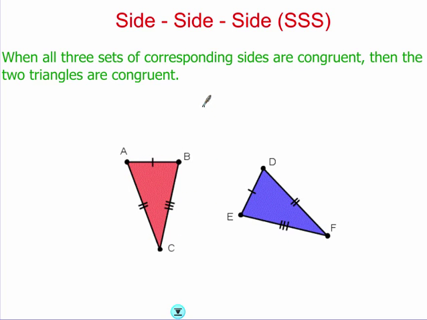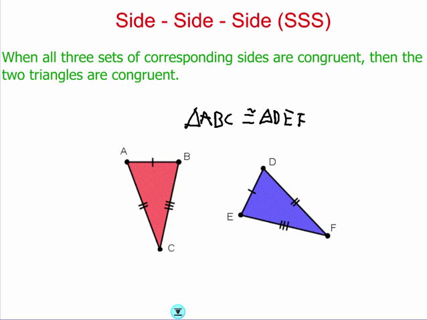So I can say, well, triangle ABC is congruent to triangle DEF. All right, so it's pretty simple. All 3 sides are congruent, then the triangles are congruent.